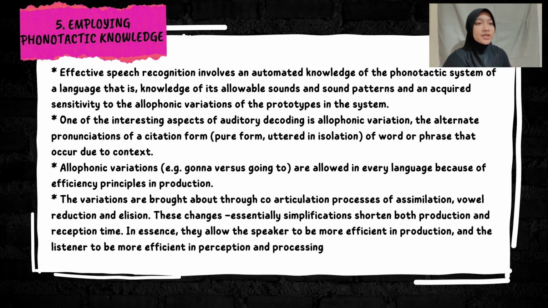Allophonic variations, for example, gonna versus going to, are allowed in every language because of efficiency principles in production. The variations come about through co-articulation processes of assimilation, vowel reduction, and elision. These changes, essentially simplifications, shorten both production and reception time. In essence, they allow the speakers to be more efficient in production and the listener to be more efficient in perception and processing.